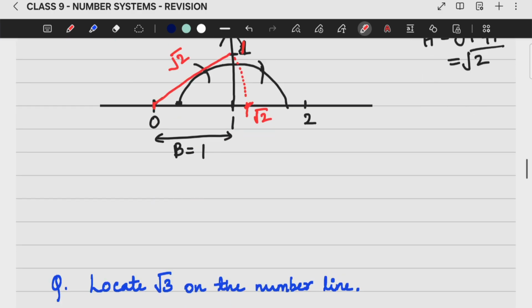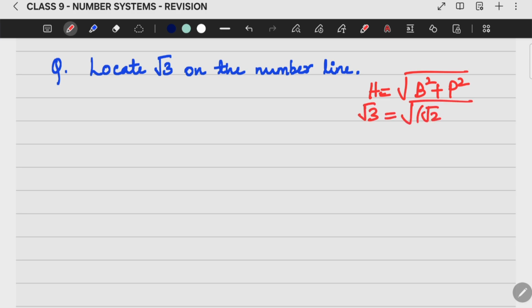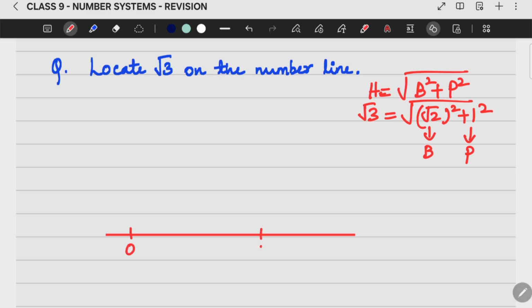Okay, let's do another question. Locate root 3 on the number line. As I told you, how will you do it? h equals square root of base square plus perpendicular square. h should be root 3. So how will you get root 3? It will be root 2 the whole square plus 1 square. So this root 2 is the base and 1 will be the perpendicular. Let's take the number line. You want your base to be root 2. So first mark your 0 and mark your 1.